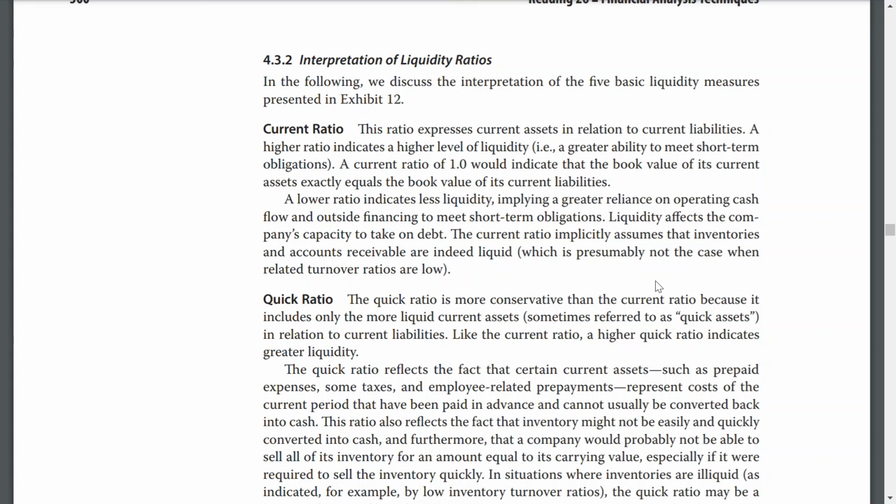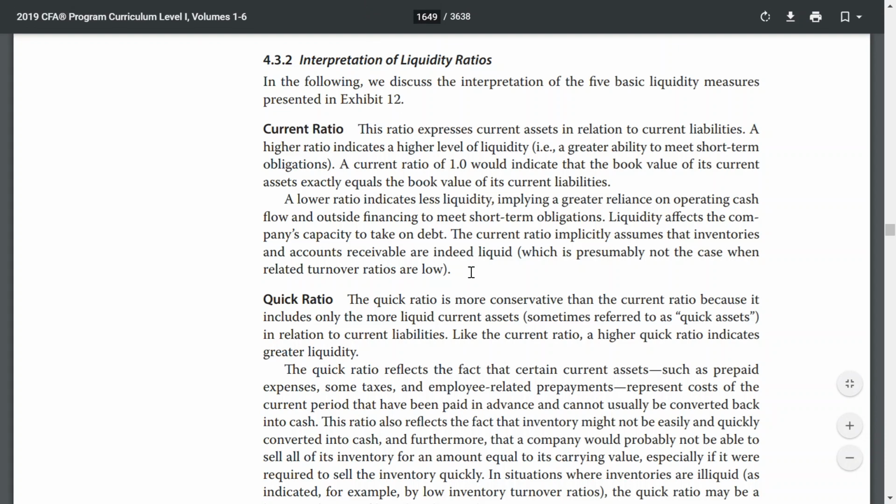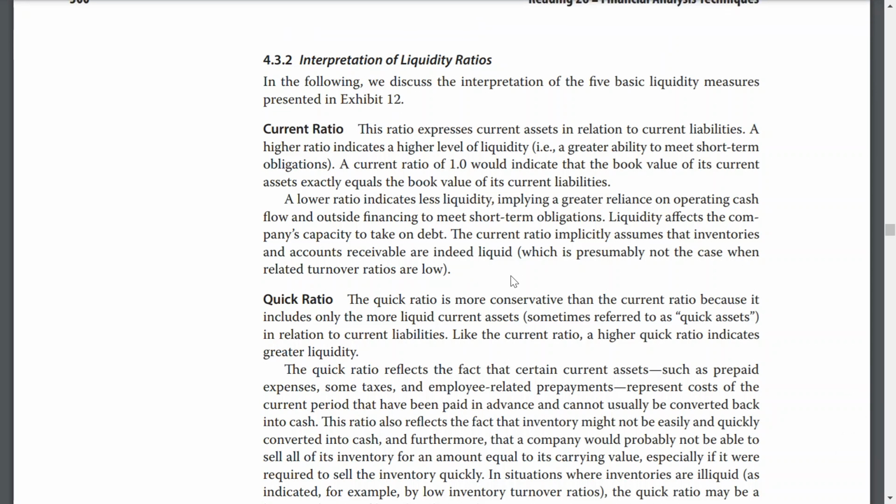Interpretation of liquidity ratios. Common current ratios. This ratio expresses current assets in relation to current liabilities. A higher ratio indicates higher levels of liquidity. A current ratio of 1 would indicate that the book value of its current assets exactly equals the book value of its current liabilities. A lower ratio indicates less liquidity, implying a greater reliance on operating cash flows and outside financing to meet short-term obligations.